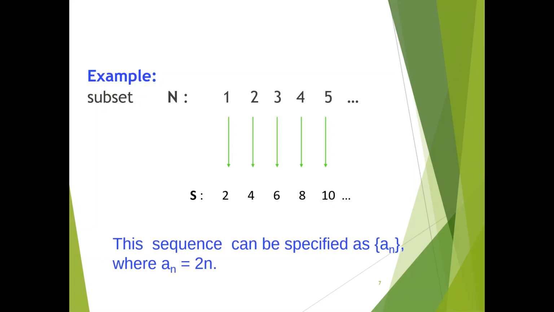For example, the subset of N starts from 1, 2, 3, etc., and the given set is 2, 4, 6, 8, 10, etc. This sequence can be specified as a_n, where a_n is equal to 2n, since the set contains all even numbers.